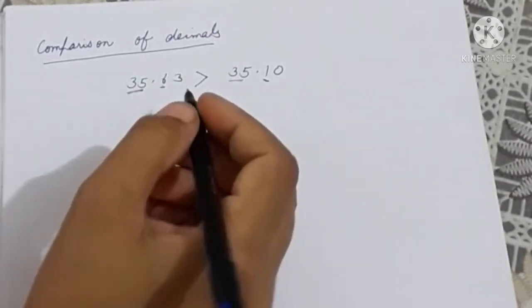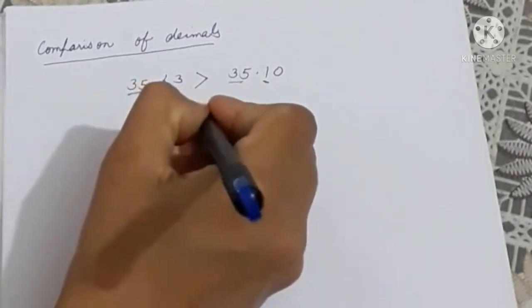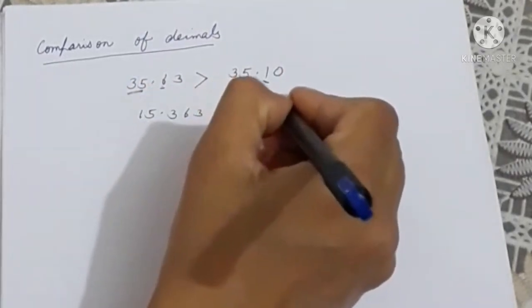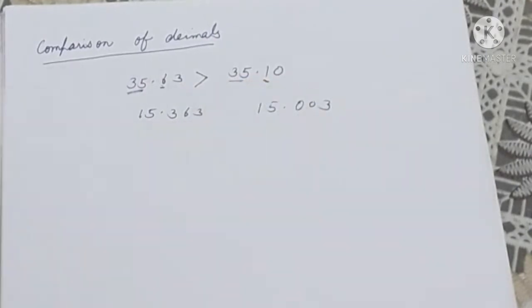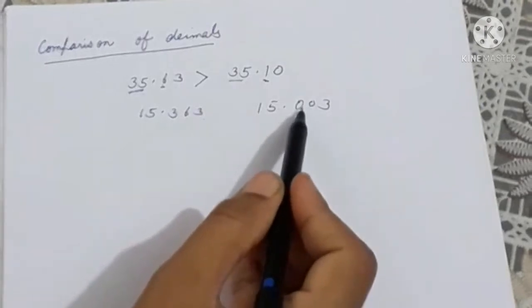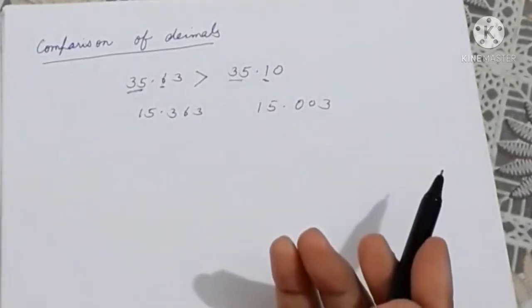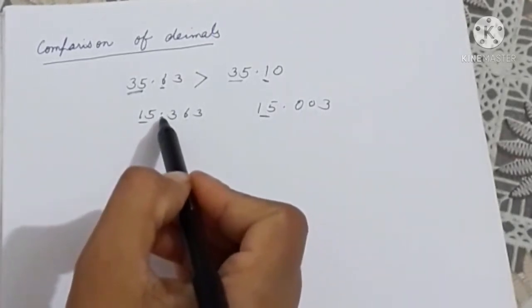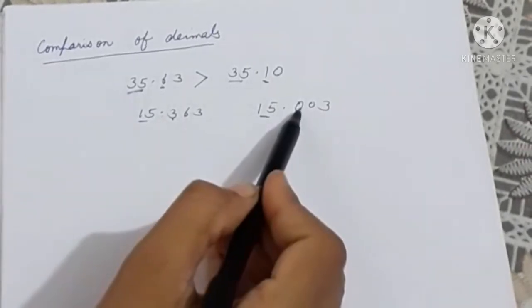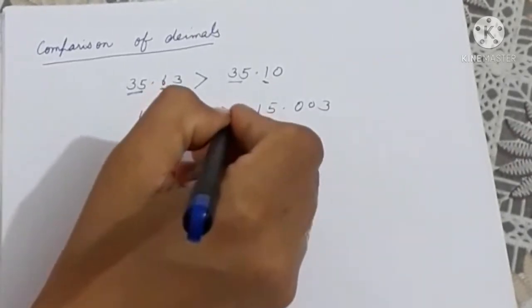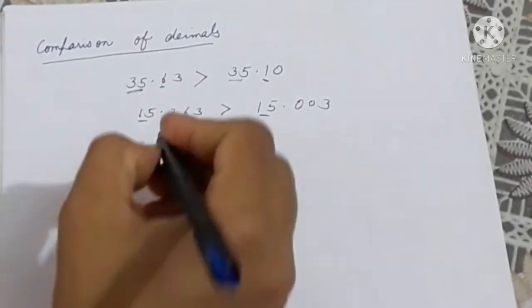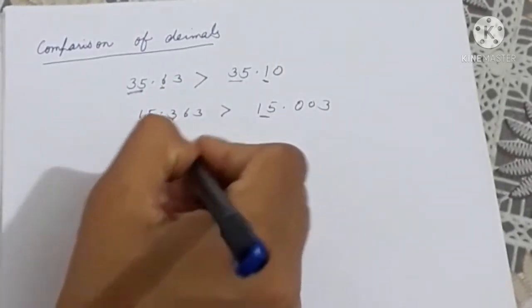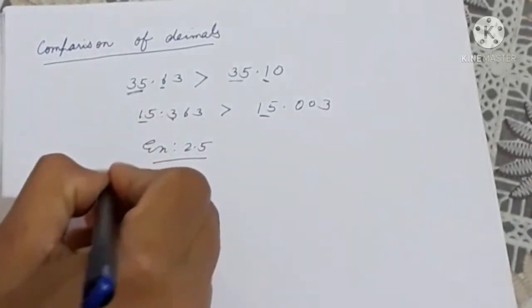Another example you can take as 15.363, or if you say here 15.003, which is greater? Again, for comparison, first I have to look whether these are like decimals or not. Here after the decimal there are 3 digits, here also there are 3 digits, so they are already like decimals. Now in the whole number part, here it is 15, here also it is 15. Then after the decimal the first digit here is 3 and here the first digit is 0. So which one is greater? 15.363 is greater.